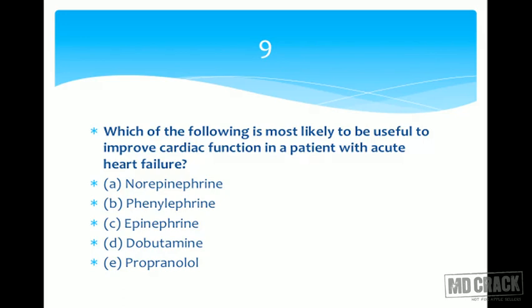When this happens, when you feel, oh, it must be Propranolol, wait a minute. Don't hurry up. Read the question once again carefully and again go to the options. There may be something atypical, something very important, something very different which comes into play in a particular situation. And this is why the options are framed like this very wisely. We'll repeat. Which of the following is most likely to be useful to improve cardiac function in a patient with acute heart failure? And the options are norepinephrine, phenylephrine, epinephrine, dobutamine, and propranolol.